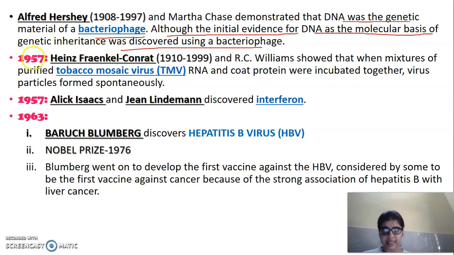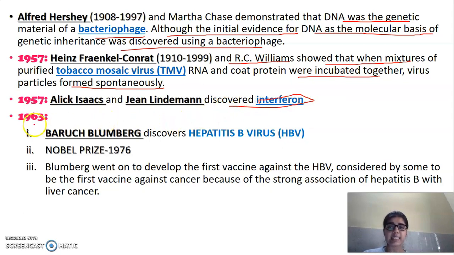In 1957, Heinz Fraenkel-Conrat and R.C. Williams showed that when mixtures of purified tobacco mosaic virus RNA and coat protein were incubated together, virus particles formed spontaneously. And in 1957, Alick Isaacs and Jean Lindenmann discovered interferons.